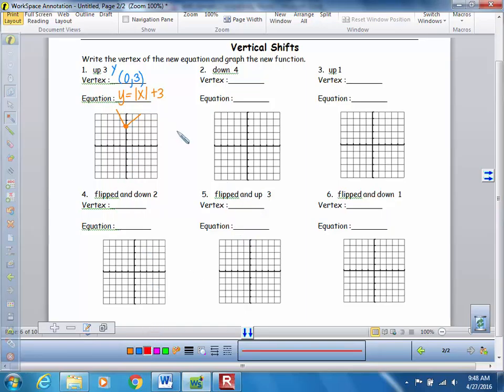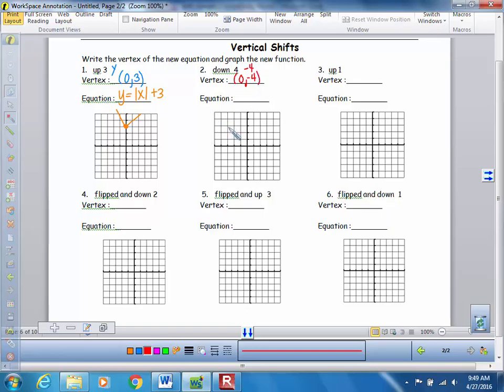Alright, let's look at another vertical shift. So this vertical shift, we're going down 4. So is that a positive or negative 4? A negative 4. And that's changing my x or my y? My y. So in my vertex, x stays the same at 0, and y is negative 4.